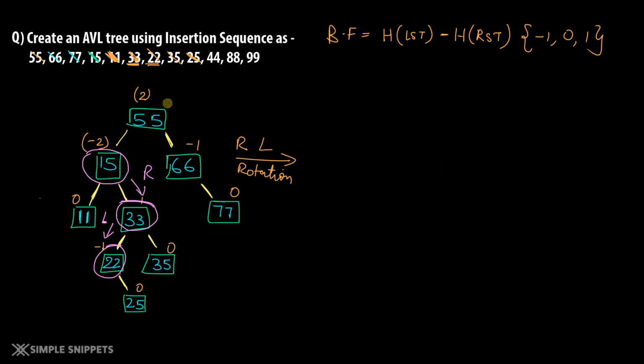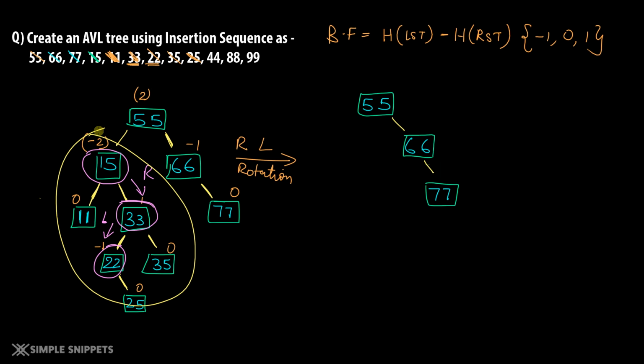Now remaining values are going to be as it is. So let's first write them as it is. So 55 is going to be at the top as it is. 66 is also going to be there as it is, and 77 is also going to be there as it is. Now whatever structuring change is going to happen in this part, correct?